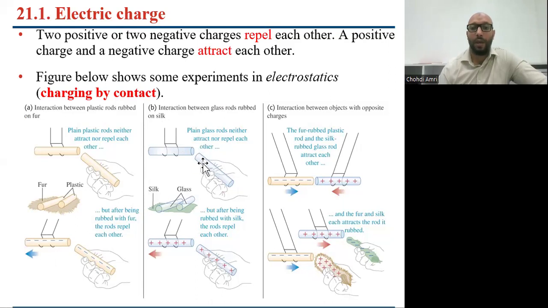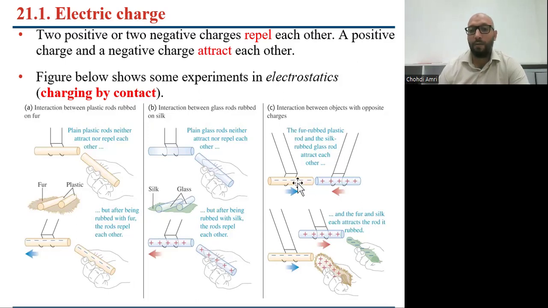We take now a glass rod, which is initially uncharged, and we approach this glass rod to another uncharged glass rod. Nothing happens. However, when we rub the glass rod with the silk, the glass rod will be positively charged. That means we lose some electrons, and these electrons will be transferred to the silk. Now, if we have two charged glass rods and they are approached to each other, we have a repulsive force between these two glass rods because their charge is positive.